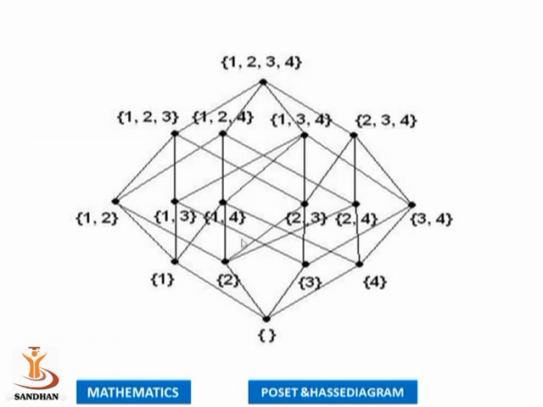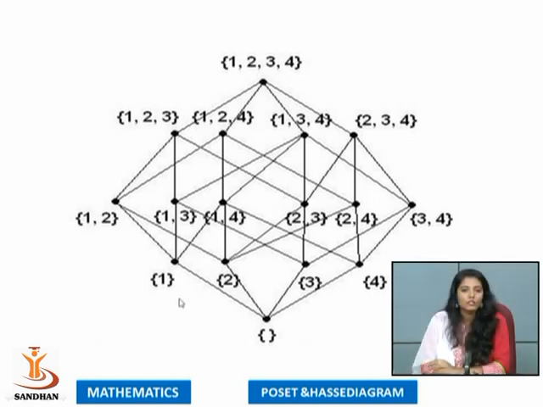So it contains so many elements. It is a complex Hasse diagram. We can join the empty set with {1}, {2}, {3}, {4} first. {1} is contained in {1,2}, {1,3} and {1,4}, so it is joined to {1,2}, {1,3} and {1,4}. {2} is contained in {2,3}, {2,4} and {1,2} also, so it is related to those.